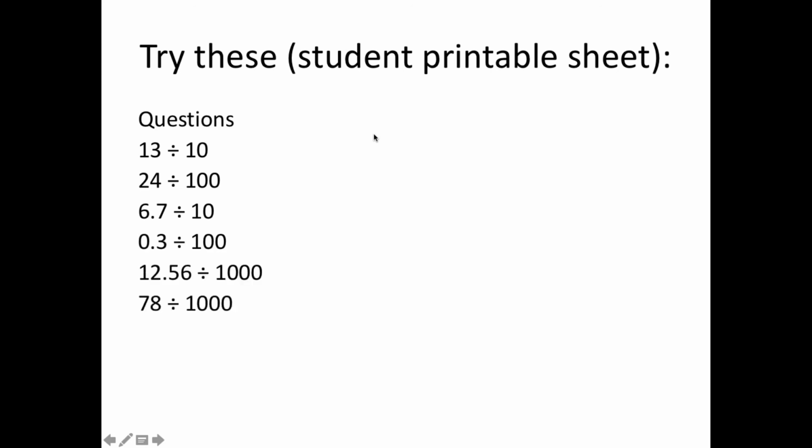So you will get a printable to go along with these to give you some extra practice if you need it. But here are some questions to have a go at. Pause the video and press play for the answers.